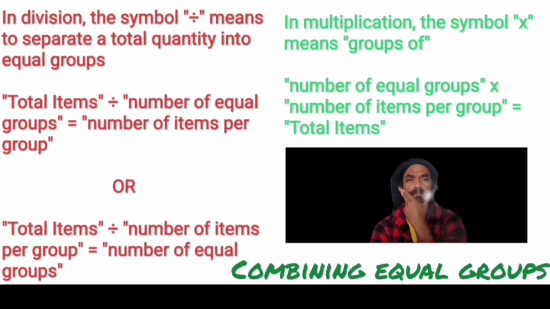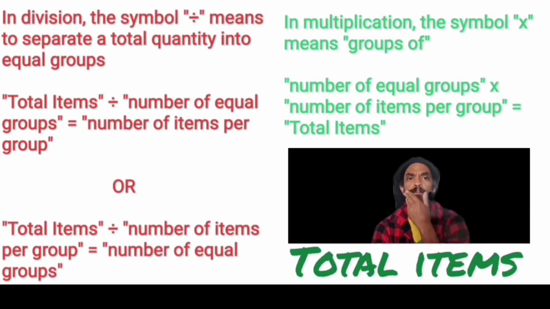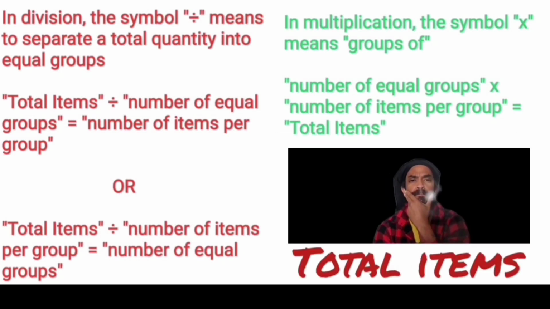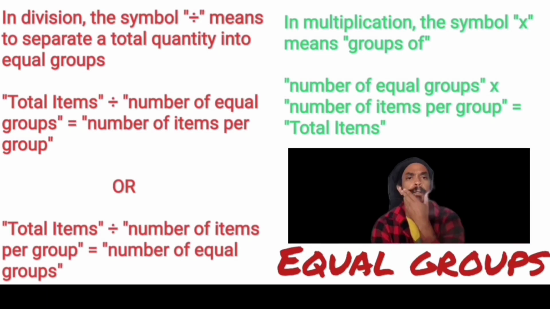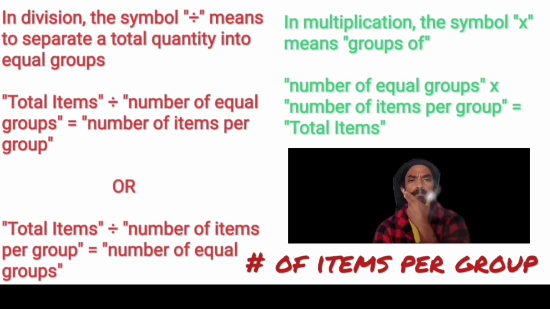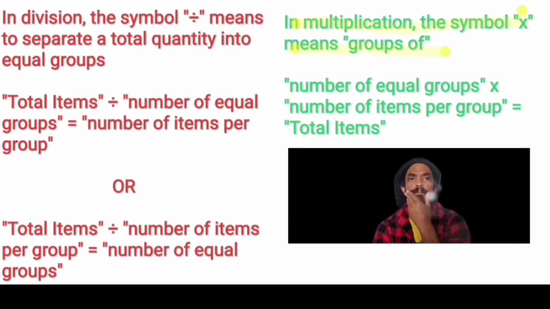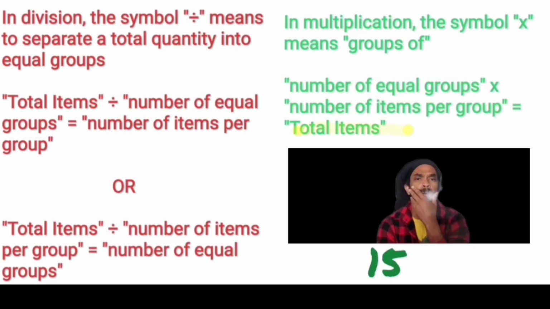Multiplication is all about combining equal groups to find total amounts of items, while division is all about taking those total items and dividing those by equal groups in order to find the number of items per group. The multiplication symbol actually means groups of. So instead of saying 3 times 5, it's equivalent to saying 3, the number of equal groups, times the number of items per group, which is 5, equals the total items, which is 15.